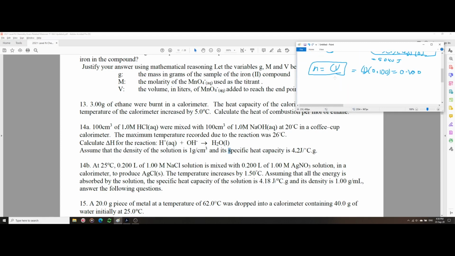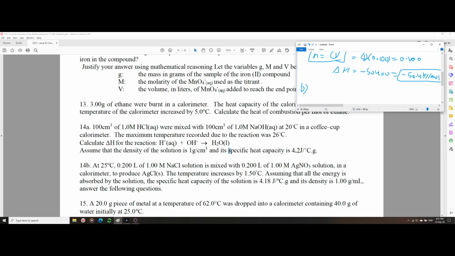So delta H is minus 50400, which is 50.4 times 10 to the power of 3, what? Well, we're working with joules, so you can replace this with kilojoules if you want. Kilojoules per mole, and we're done.